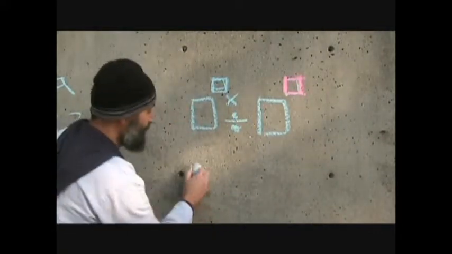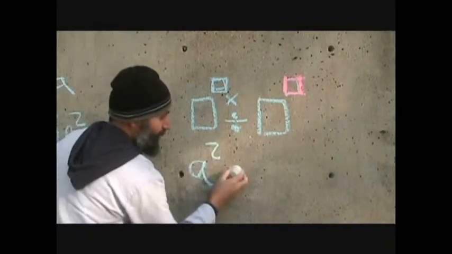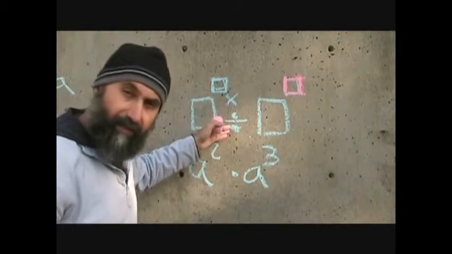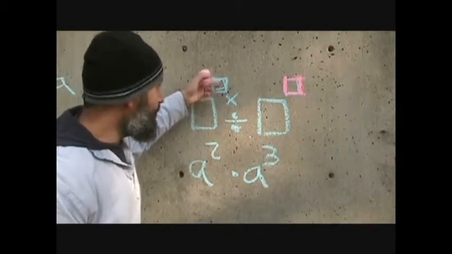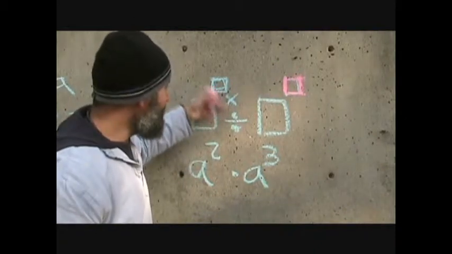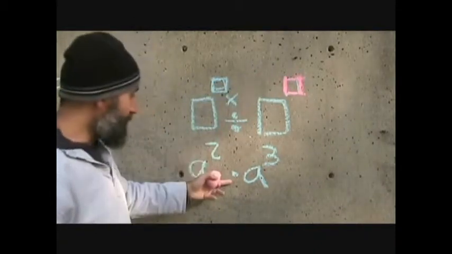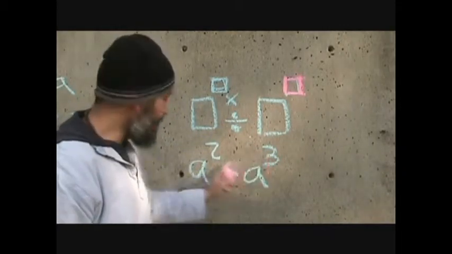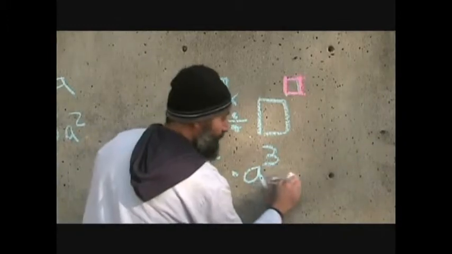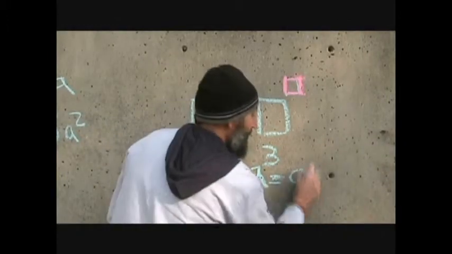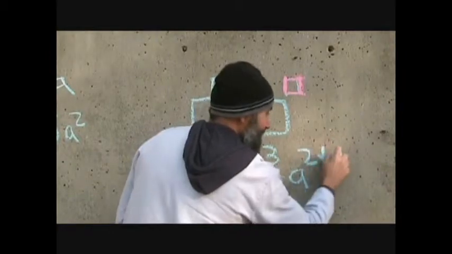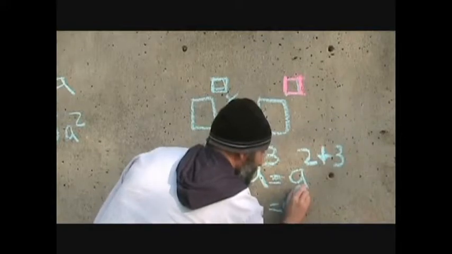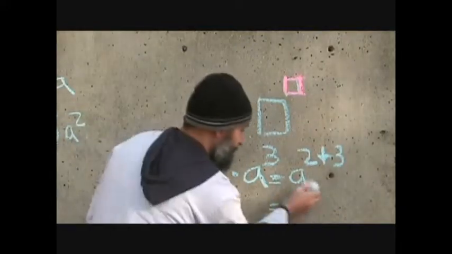So the way it works is, if you had a squared times a cubed, the rule for multiplying and dividing exponents is, if you're multiplying them, you add the exponents. If you're dividing them, you subtract the exponents. So this is multiplication. The bases are identical, so you're okay there. That means the exponents can add. So 2 plus 3, which is 5. So this just becomes a to the power of 5. And that's your answer.